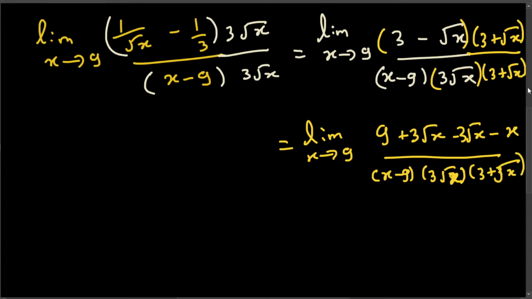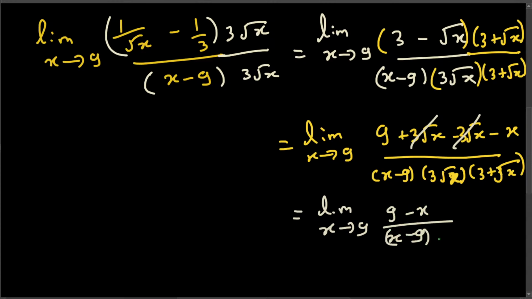And here you can see we can cancel this plus 3 square root of x and minus 3 square root of x. So we will get limit x approaches 9 of 9 minus x divided by x minus 9 multiplied by 3 square root of x times 3 plus square root of x.